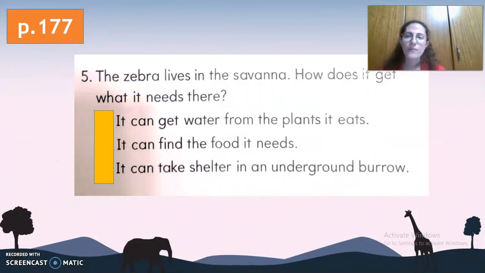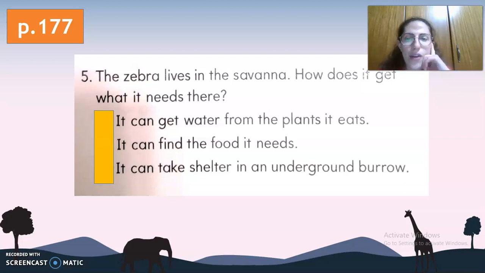Number 5. The zebra lives in the savanna. How does it get what it needs there? A. It can get water from the plants it eats. B. It can find the food it needs. C. It can take shelter in an underground burrow. Again, the zebra lives in the savanna. How does it get what it needs there? A. It can get water from the plants it eats. B. It can get the food it needs. C. It can take shelter in an underground burrow.